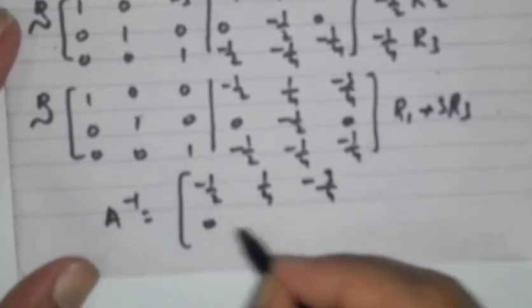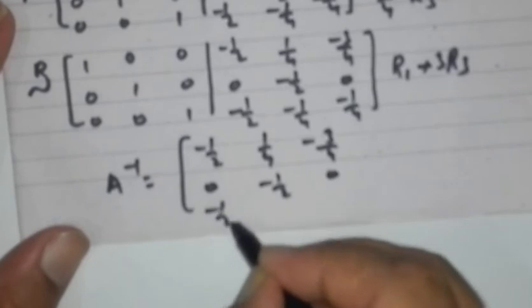So what we get here, look here, this is A inverse. A inverse equals minus 1 over 2, 1 over 4, minus 3 over 4, 0, minus 1 over 2, 0, and here minus 1 over 2, minus 1 over 4, and 0 in its place. The answer.